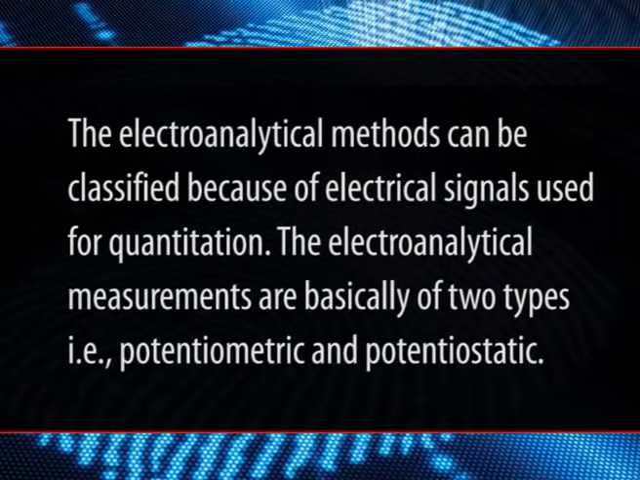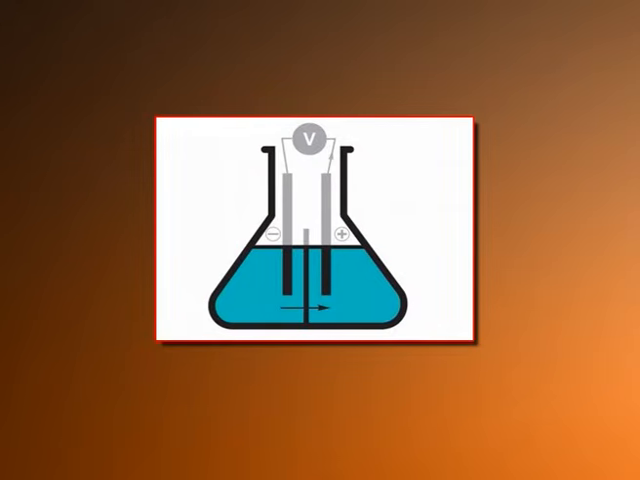The electro-analytical methods can be classified on the basis of the electrical signals used for quantitation. The electro-analytical measurements are basically of two types, that is potentiometric and potentiostatic. Both these electrochemical techniques require at least two electrodes which are conductors and a contact medium which is an electrolyte solution, and all this together forms an electrochemical cell.